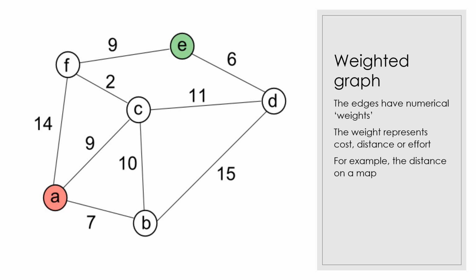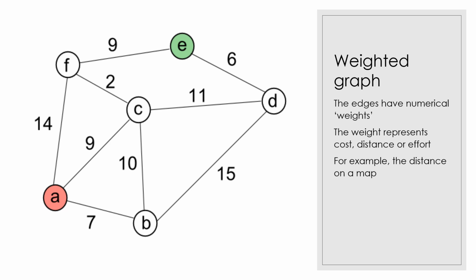The weights represent the amount of effort or time or distance between any of the nodes. For example, if this was a map, a conventional map of a place, the numbers might represent the number of miles between the different places, but it could be any recognition of effort. It's worth noting that a graph data structure doesn't have to be drawn to scale.